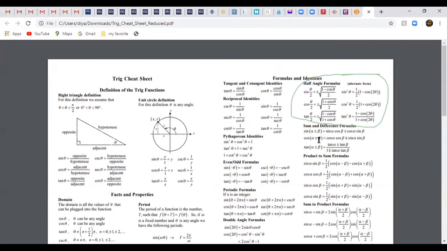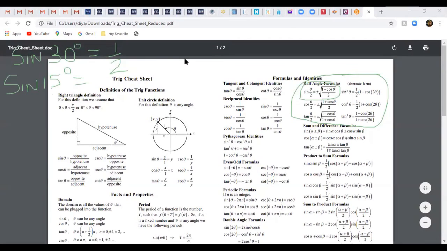Now you all know that sine 30 degrees is 1/2. We know this. Now what I need is to calculate sine 15 degrees. Normally speaking, 15 is half of 30. So I use the first formula that we have for sine 15 degrees.